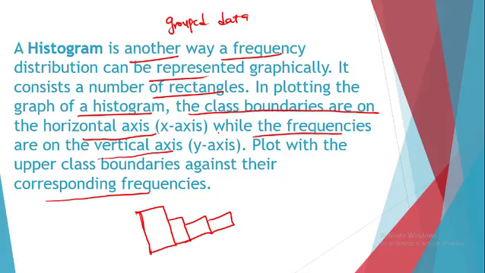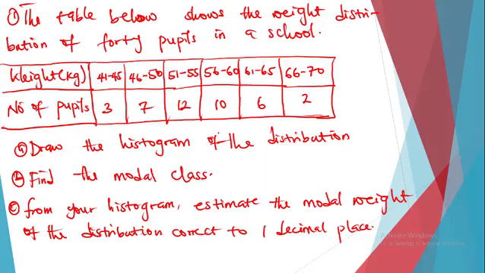Okay, let's go. We have a question here on the screen. The table below shows the weight distribution of 40 pupils in a school. We have weight in kilograms: 41 to 45, number of pupils 3; 46 to 50 we have 7 pupils; 51 to 55 we have 12 pupils; 56 to 60 we have 10; 61 to 65 we have 6 pupils; and 66 to 70 we have 2 pupils.